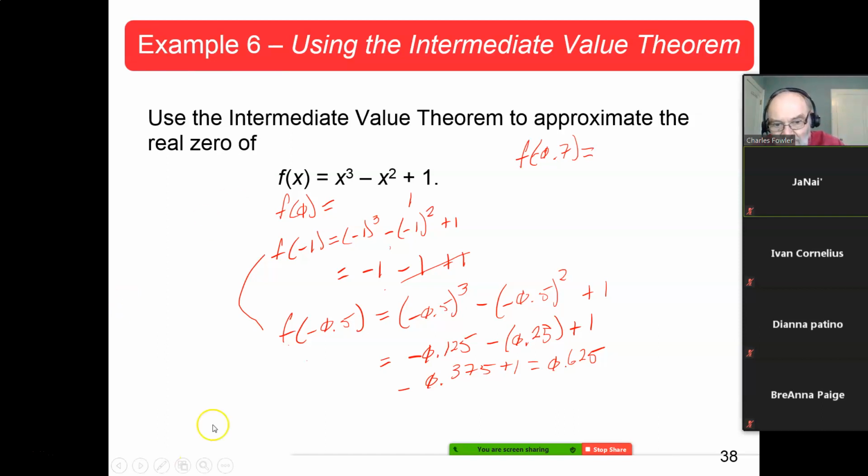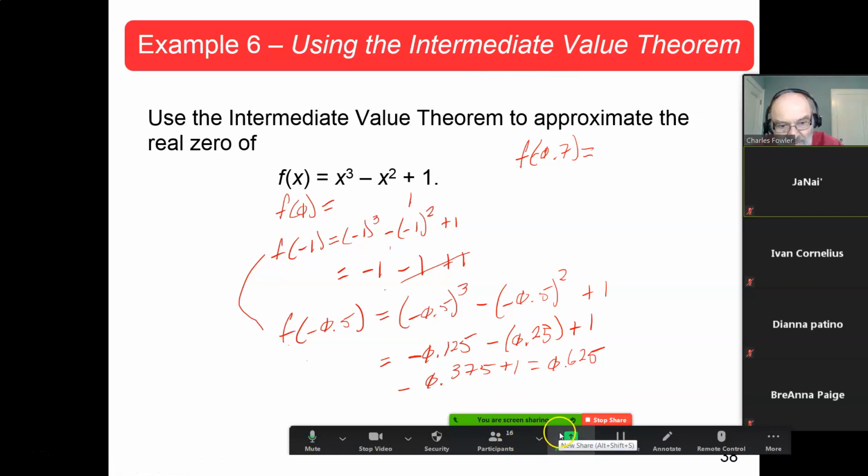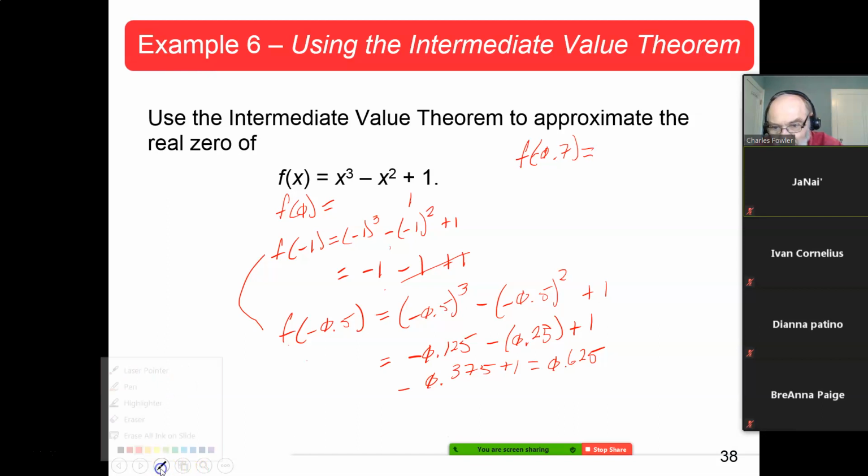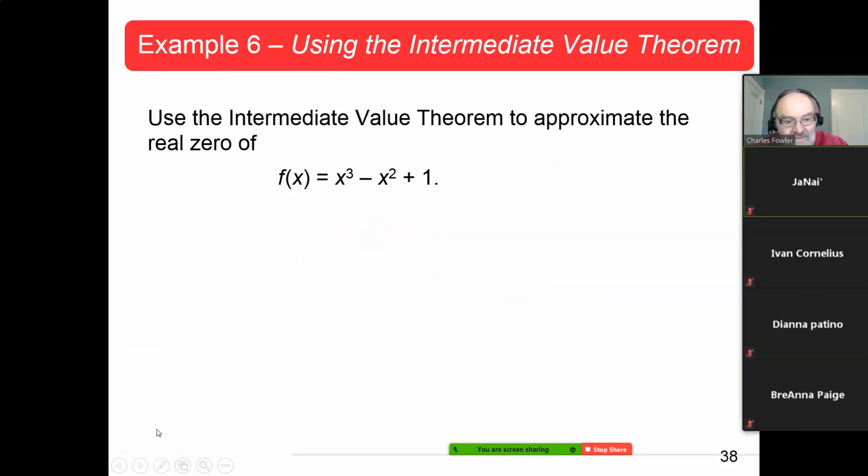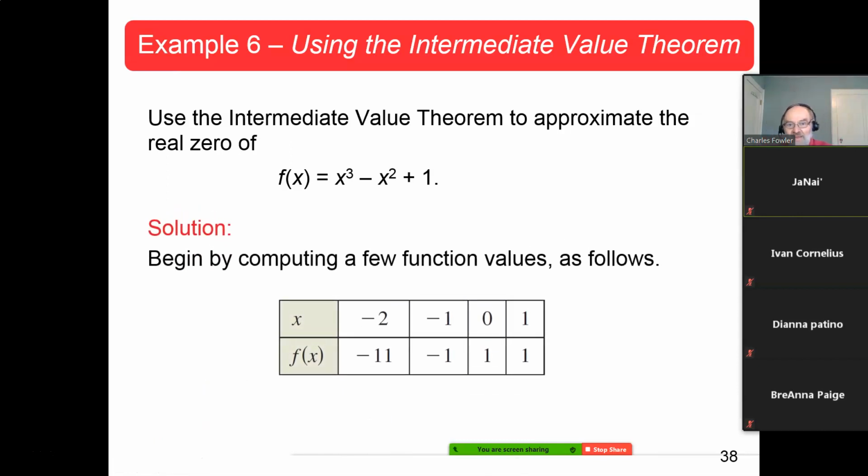Okay, sorry about that. My calculator screwed up on me this morning. Let's see what they did. Begin by computing a few functional values. They did f of -2 was -11. That was way off. -1 was -1. That's better, but it's nothing in between those two. At 0 it was +1. There you have it. The 0 has to be between those two. Don't even mess with this one. Okay, has to be between 0 and -1.